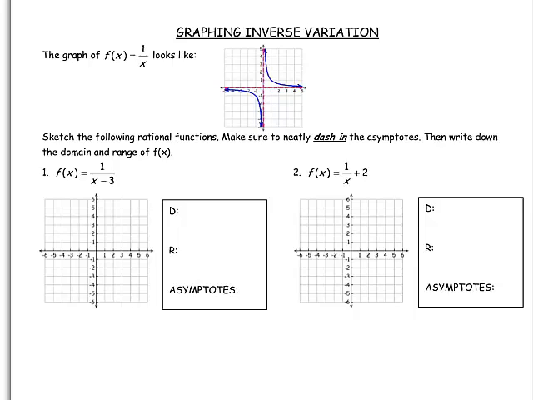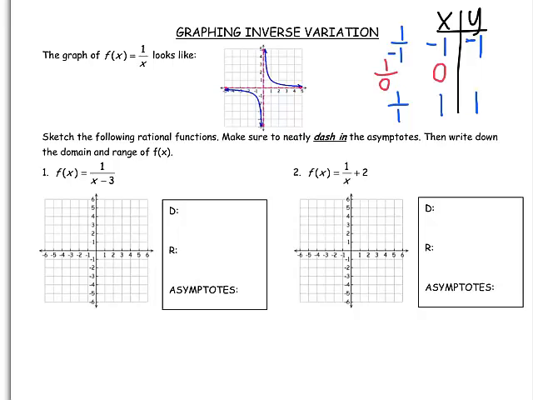I'll make a little table over here, and I'm going to plug in some values. The first number I'm going to plug in is -1. If I replace x with -1, I get 1 over -1, so that's going to give me -1. If I replace x with 1, I'm also going to get 1, because 1 divided by 1 is 1. Now, what happens if I try to plug in 0? We talked about in the last chapter that you're never allowed to divide by 0. So we call that undefined.